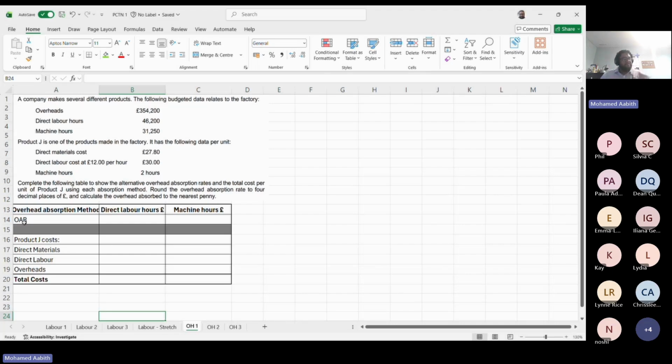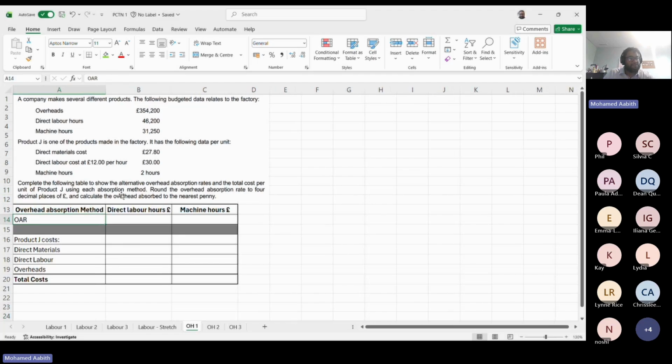So first thing is we need to calculate the overhead absorption rate. Remember the formula? The formula says budgeted overhead divided by the activity. And they're saying here, keep the overhead absorption rate to 4 decimal places of the pound and the overhead absorbed to the nearest penny. So the rate to be at 4 decimals and anything you absorbed is going to be 2 decimals, meaning nearest penny.